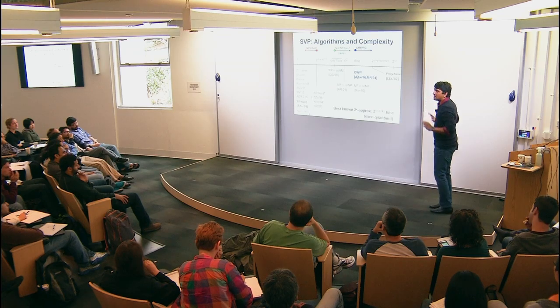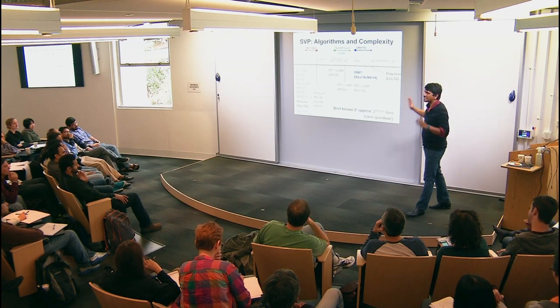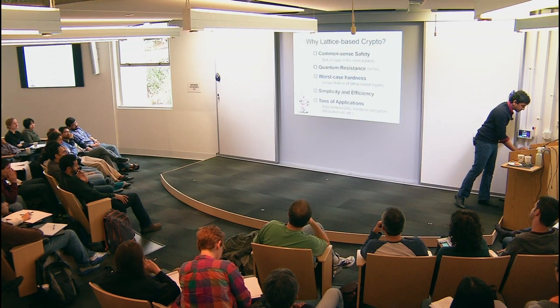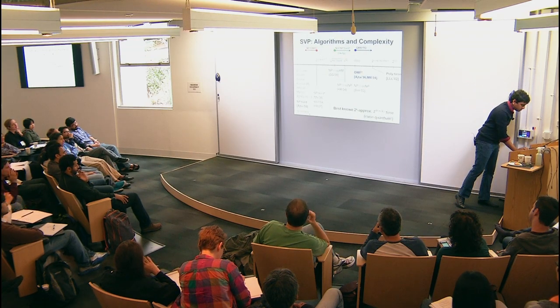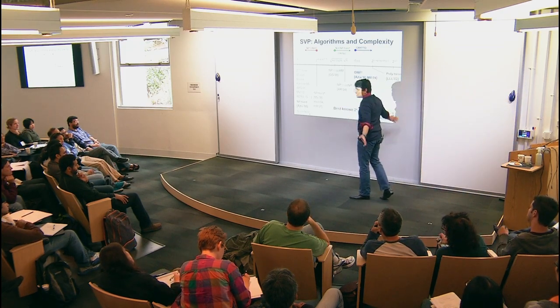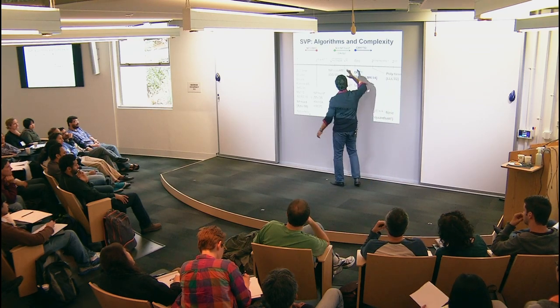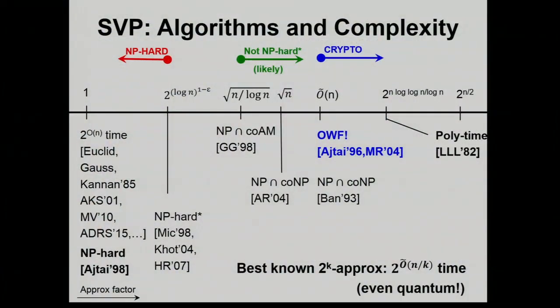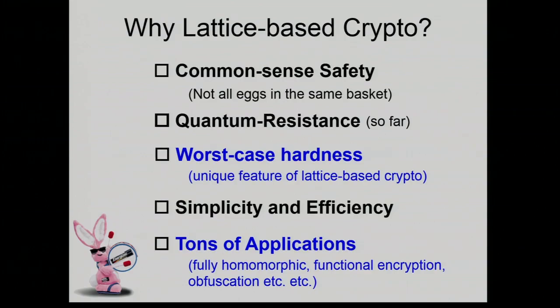Right. So that is the algorithms and complexity slide. It's the only algorithms and complexity slide I have. So for the rest of the talk I'm going to ignore all the centuries of work on algorithms and complexity. I'm going to just talk about the crypto angle. So why lattice-based crypto? This is a mandatory slide that I have to put into every talk that I give about lattices, but let me do it anyway.